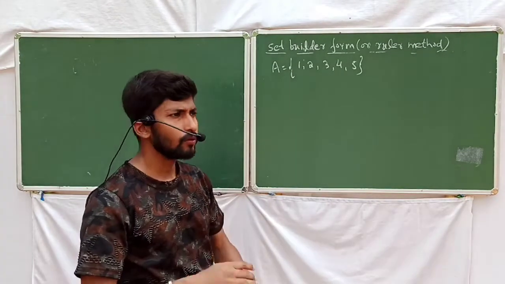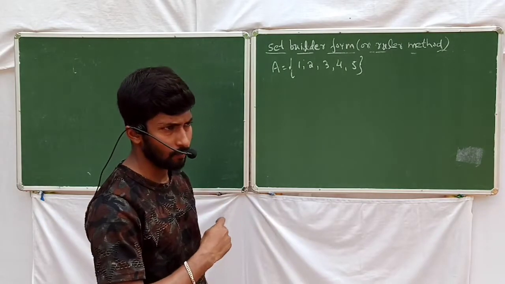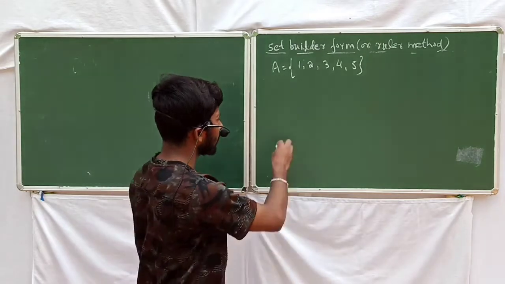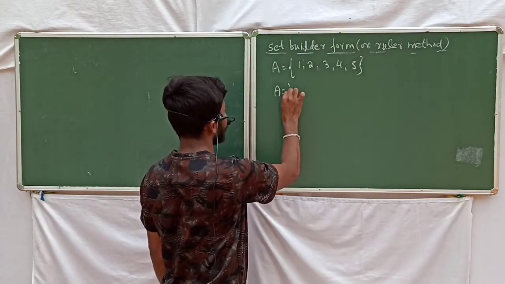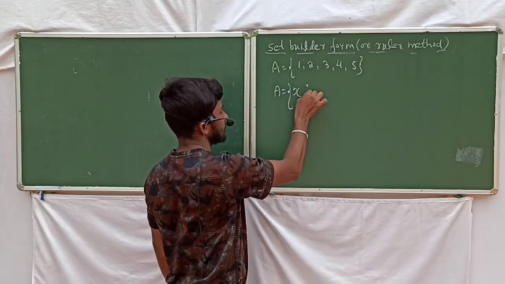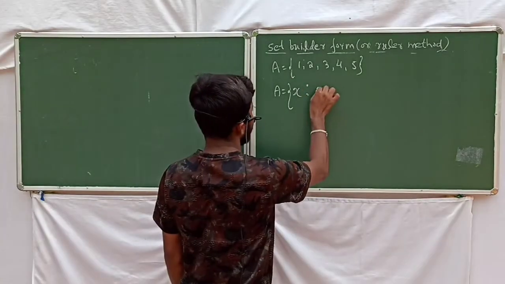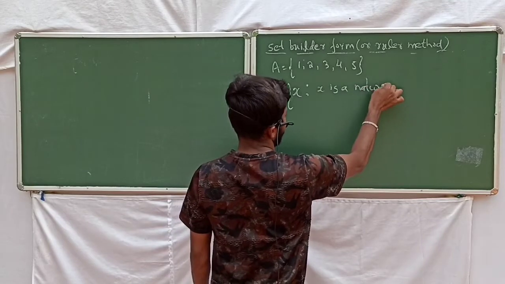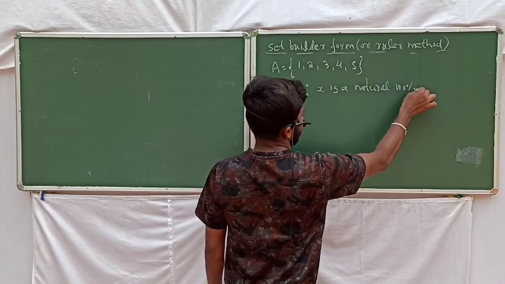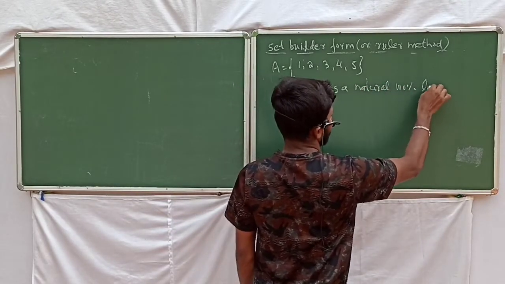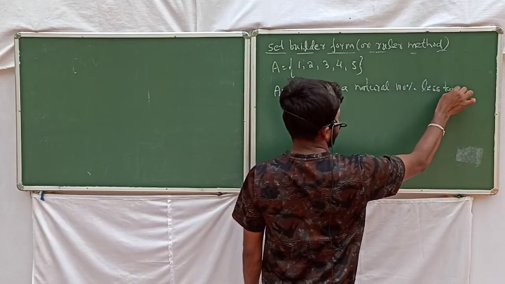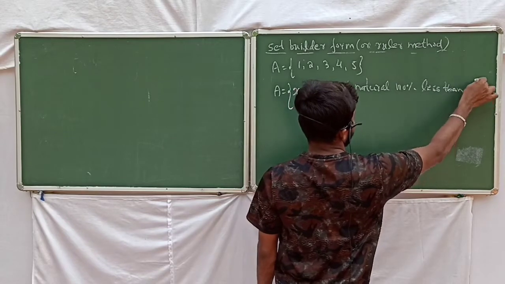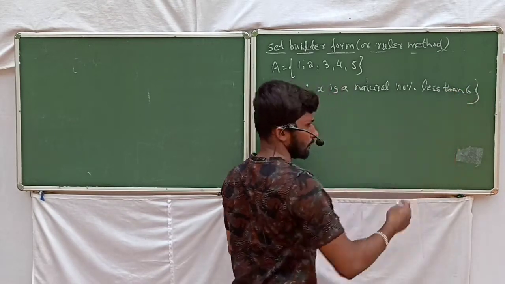Now you need to write it in set builder form. That means you need to use one rule to that set. I'll write it as A is equal to set of all x such that x is a natural number less than 6. Okay, less than 6.